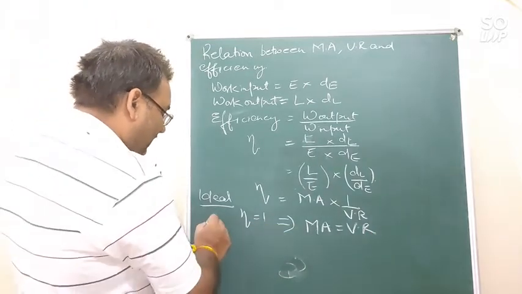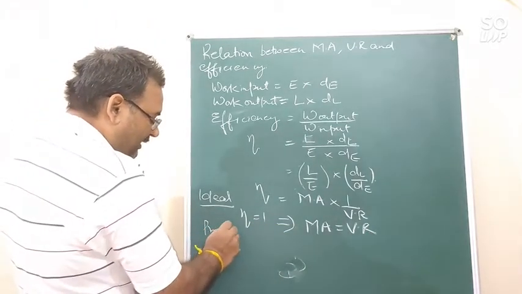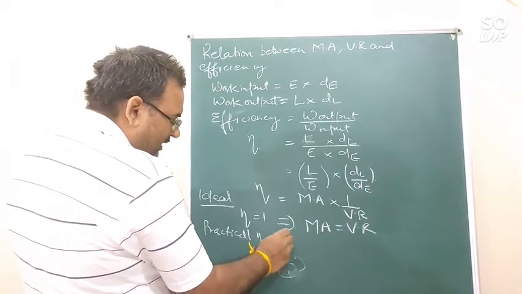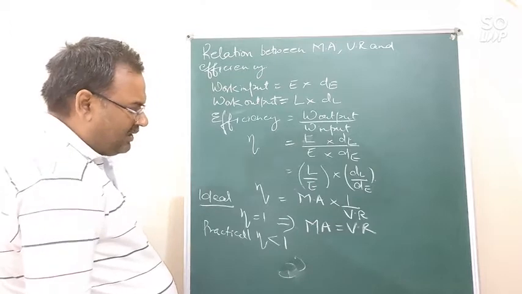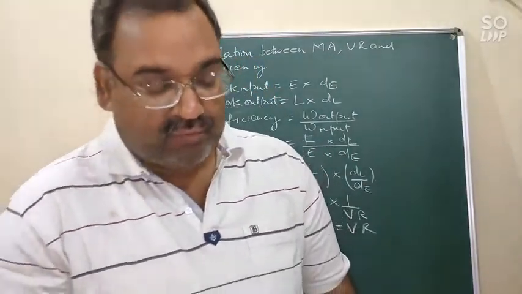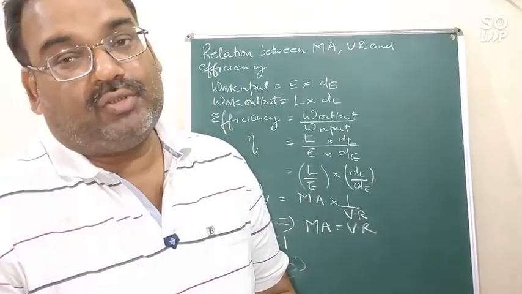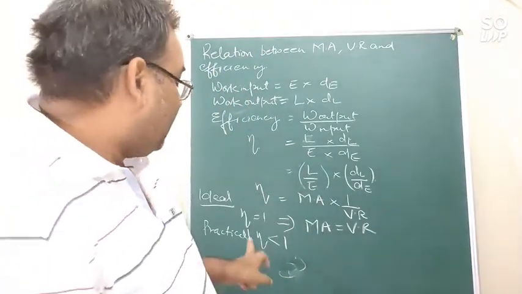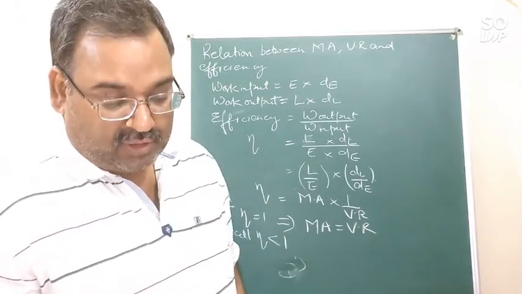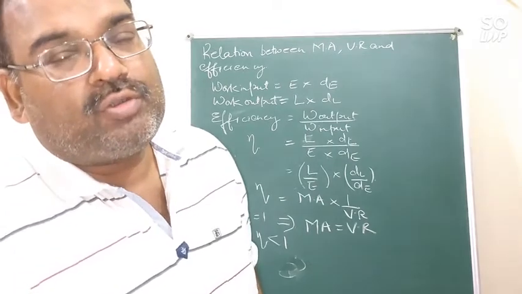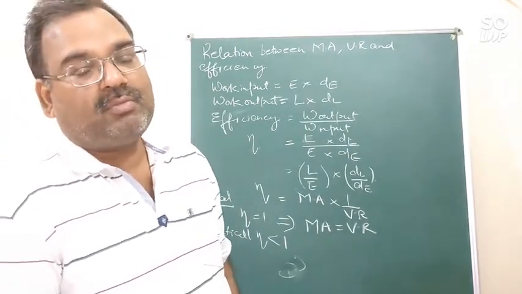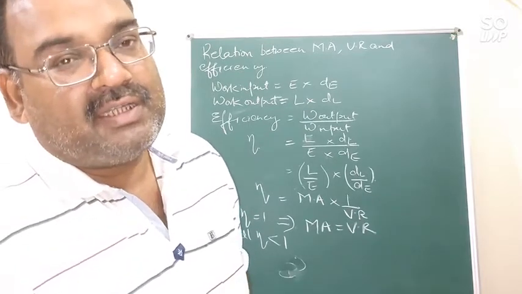And for practical machines, eta is always less than 1. In that case, mechanical advantage will always be less than velocity ratio. In a practical situation, mechanical advantage will always be less than velocity ratio. Reason? Due to some loss of energy, due to friction, mass of the body, strings which are inextensible.